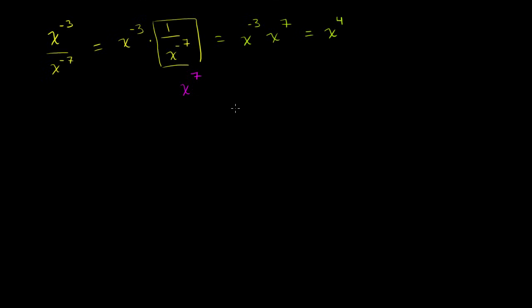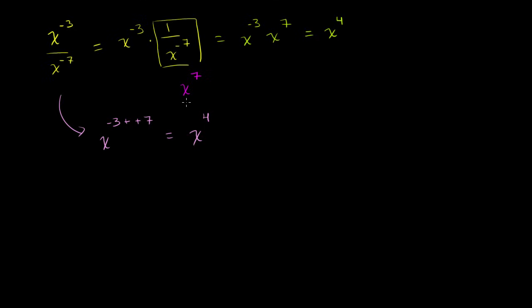Now another way, a completely legitimate way we could have done this, is we could have just subtracted the exponents. We could have said, well, gee, this is the same base. This is going to be x to the negative 3 minus negative 7 power. Well, negative 3 minus negative 7, that's negative 3 plus 7, which is 4. So this is x to the 4th power.